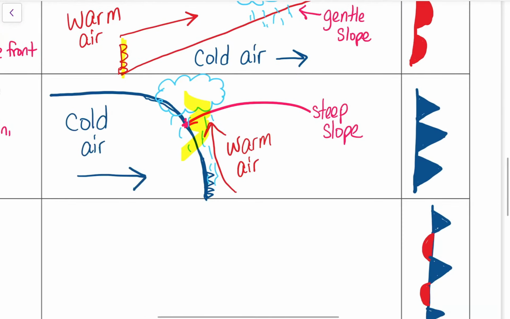And the symbol for a cold front is a blue line with blue triangles pointing in the direction that the front is moving.